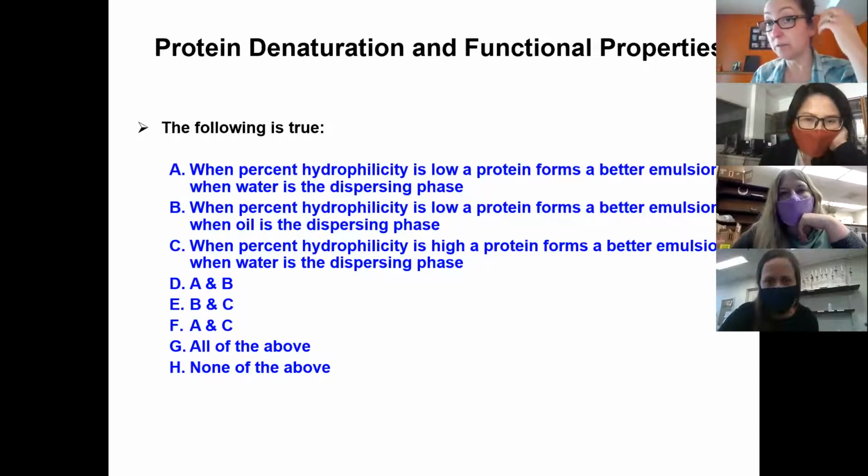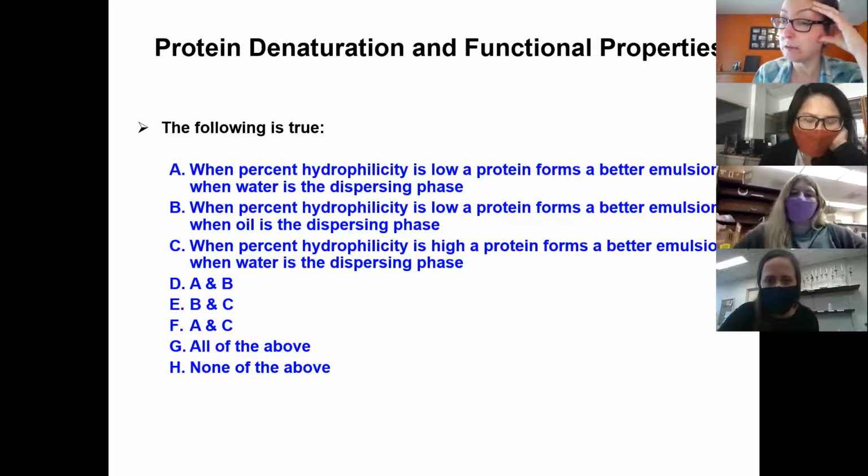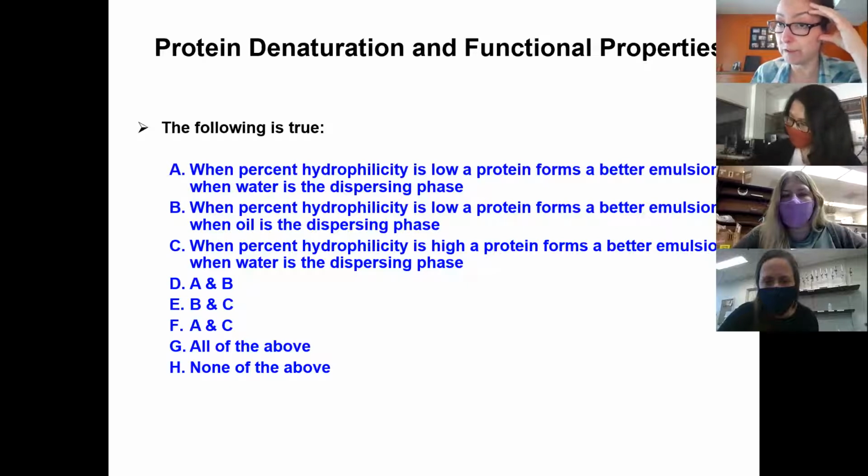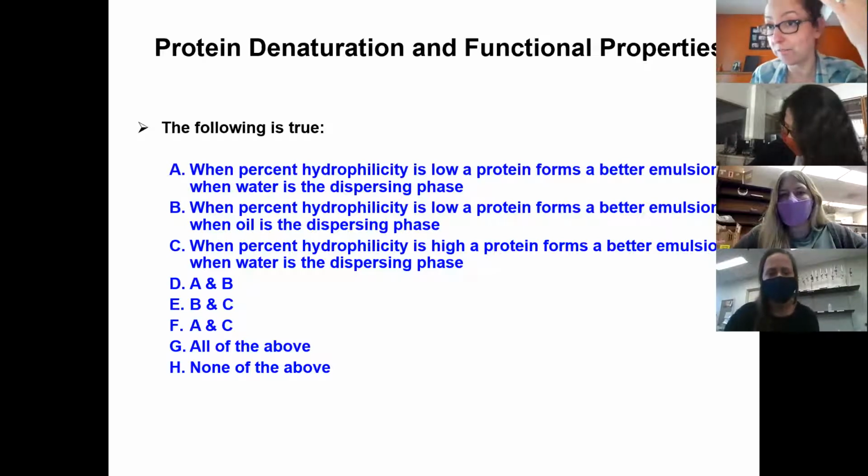So emulsion, it can be oil and water, and if it's oil in water, then water is your dispersing phase. Or it can be water in oil, then oil will be the dispersing phase. So basically butter is water in oil. Oil or fat is your dispersing phase.